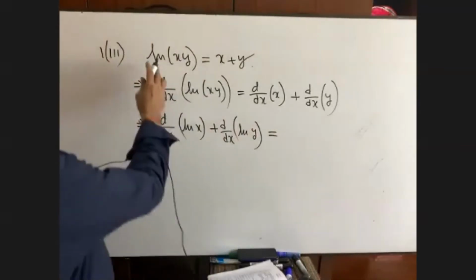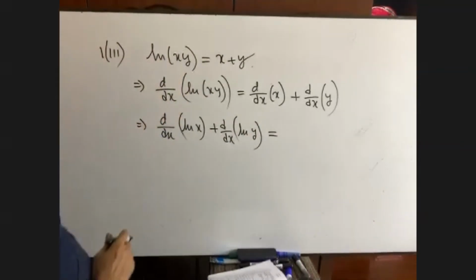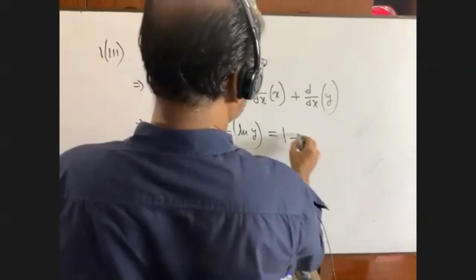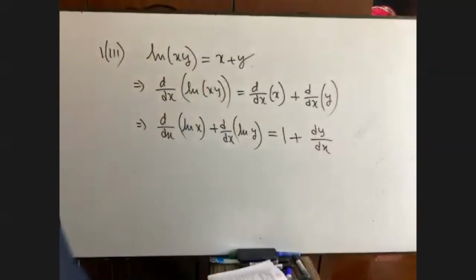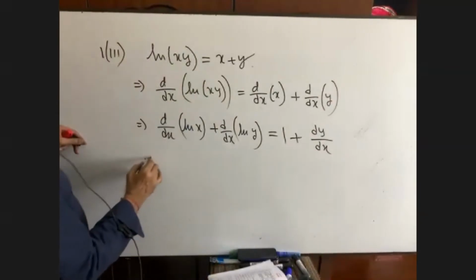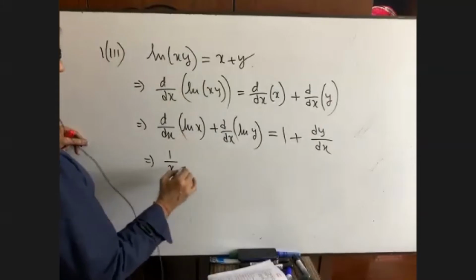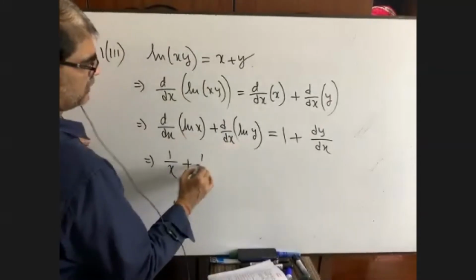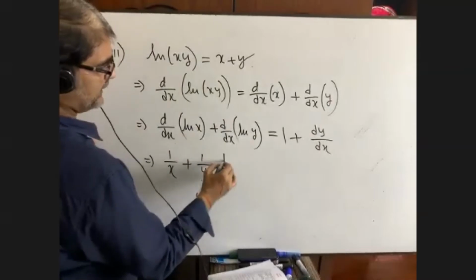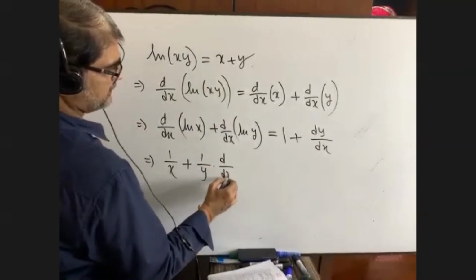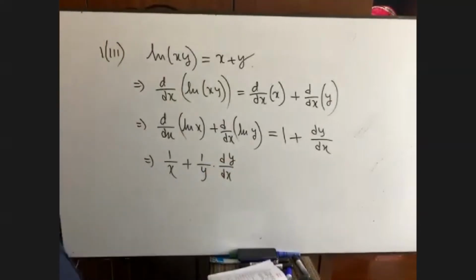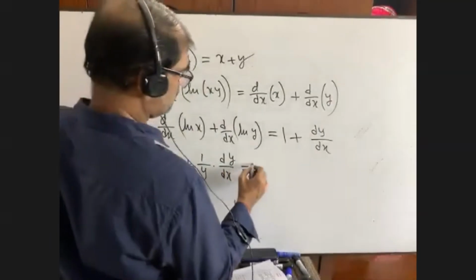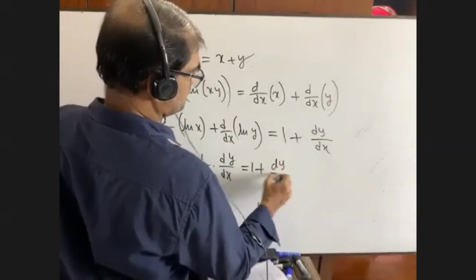Have you got it? ln of xy means what? ln x plus ln y, right? ln x plus ln y. Now it is what? 1. And it is what? dy by dx. Now what is ln x? The derivative of ln x is 1 by x. What is ln y? It is 1 by y, but y will be again differentiated. So 1 by y dy by dx is equal to 1 plus dy by dx.